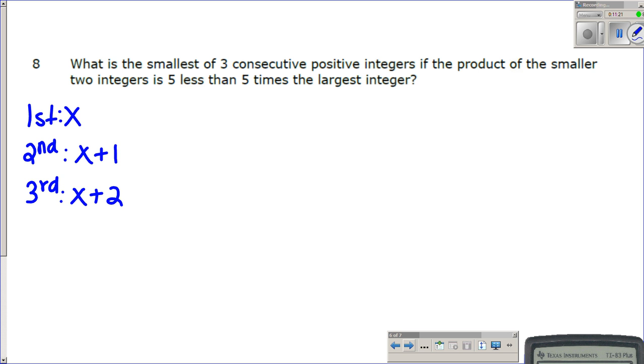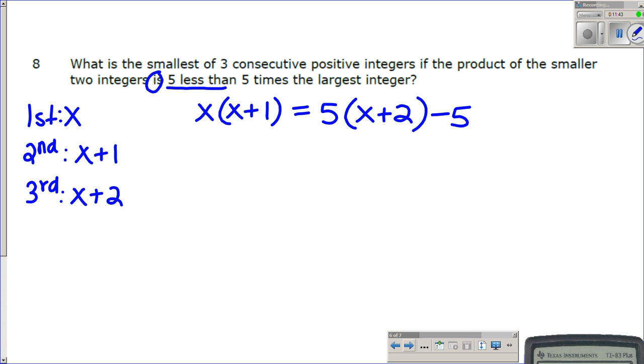It says the product. Product means multiply of the 2 smaller integers. So x and x plus 1 will be our 2 smaller integers. So we're going to multiply those 2 small integers together. Here's our keyword: 5 less than. Remember, you're going to subtract at the end. So you need to do 5 times the largest integer and then subtract 5.